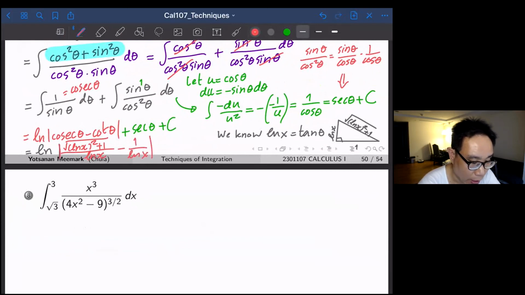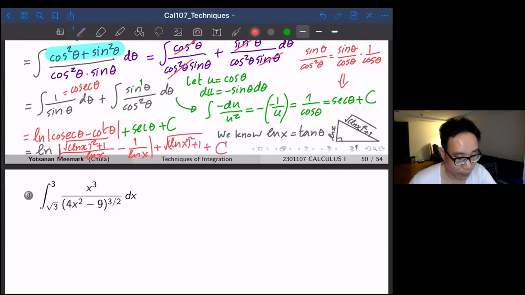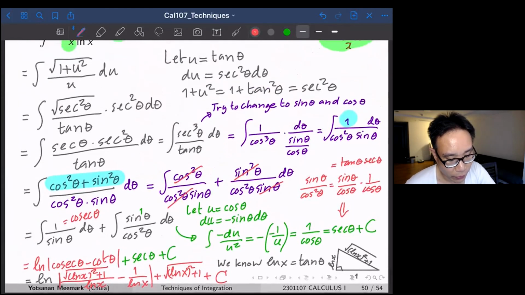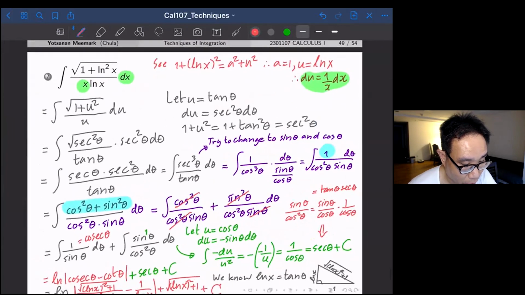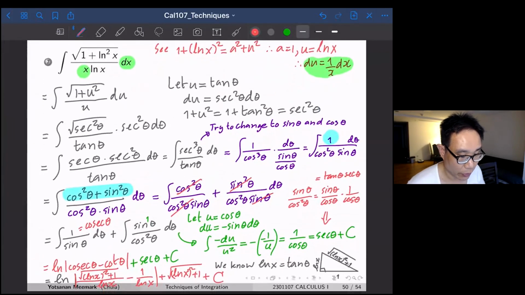And integrate sec. Sec will be 1 over cos, so it's going to be the square root of log x squared plus 1, plus c. So this one will be your final answer in terms of log x. So this is just the final answer.